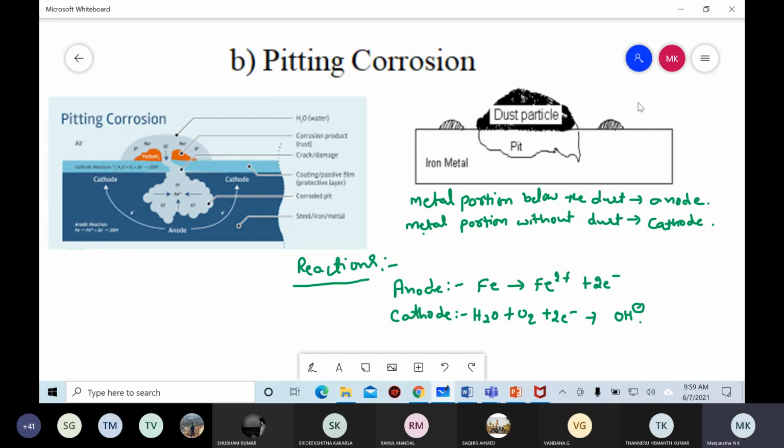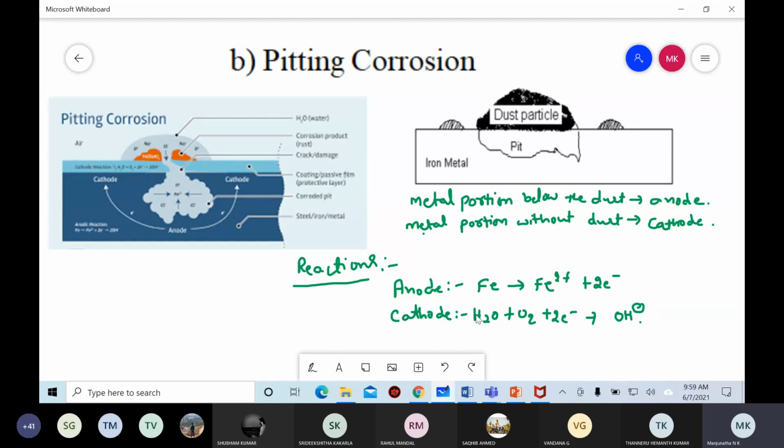that portion acts as a cathode, and it is unaffected by corrosion. This type of corrosion is called pitting corrosion. Coming to the reactions observed in pitting corrosion, an anodic oxidation reaction takes place. The metal portion which acts as the anode is where oxidation of that metal takes place, in which the metal is converted into metal ions with the liberation of electrons.